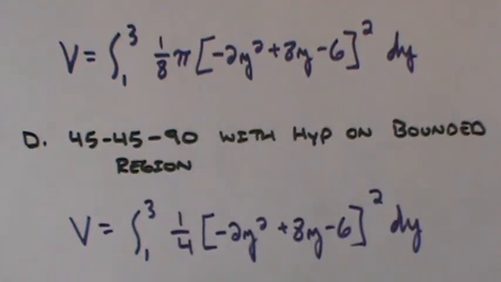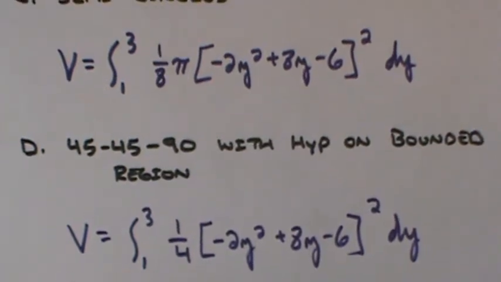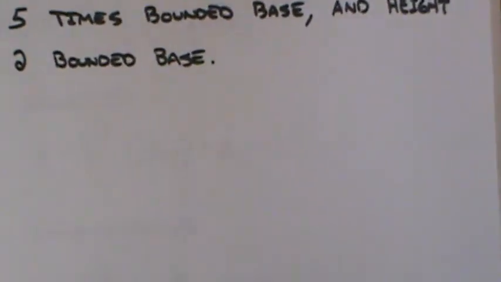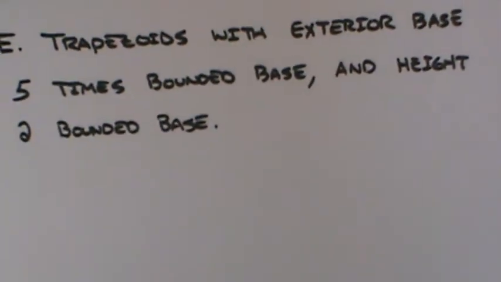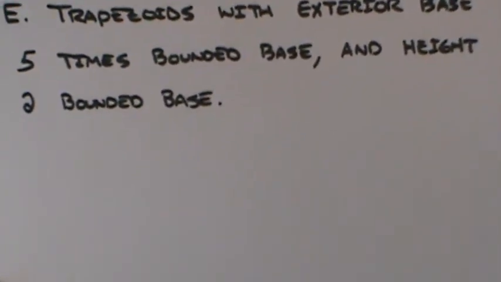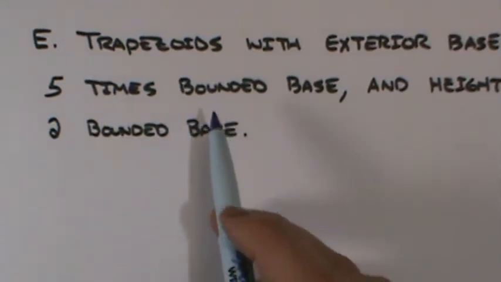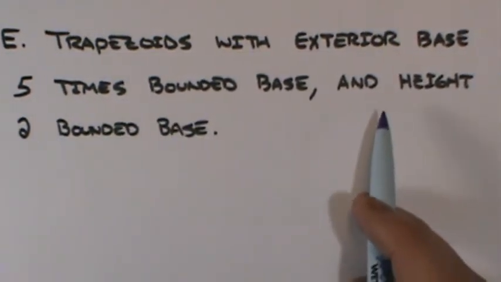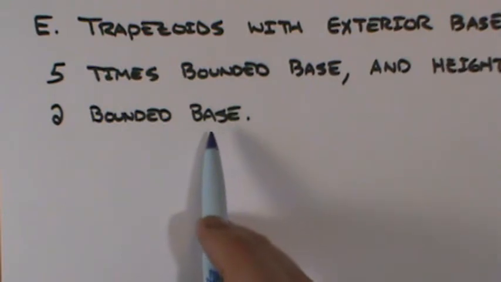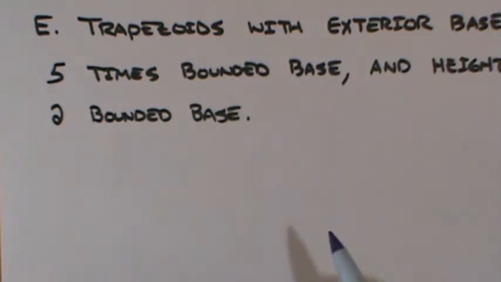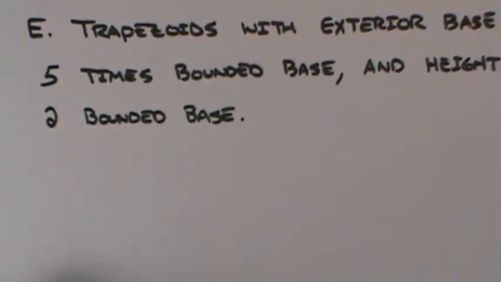Now I do have another one of these, and this is going to be the trapezoid, and I changed this one up a little bit to see if we could figure out what this should be. Alright, so on this one it says a trapezoid with exterior base 5 times the bounded base and a height that's 2 times the bounded base. So I'm not sure what that formula would be.